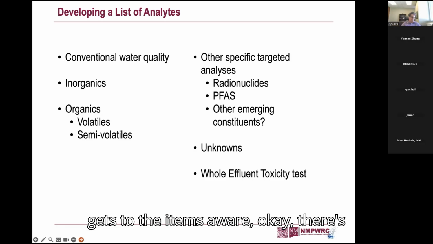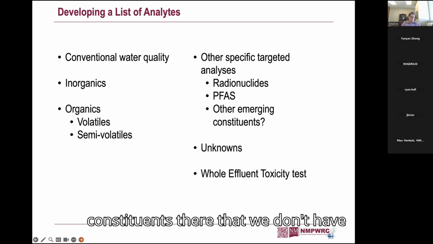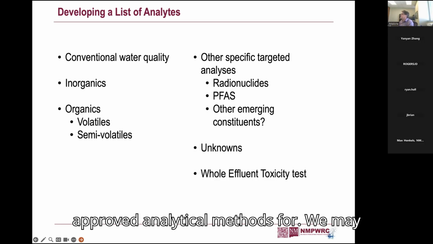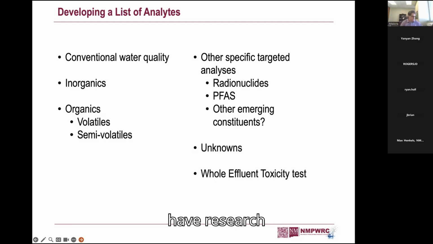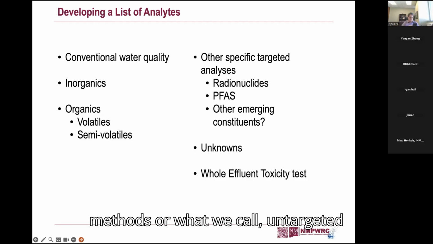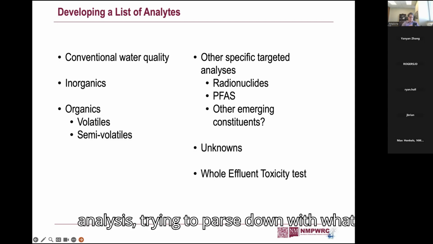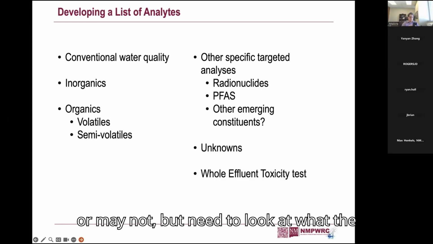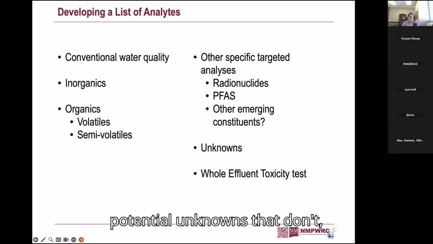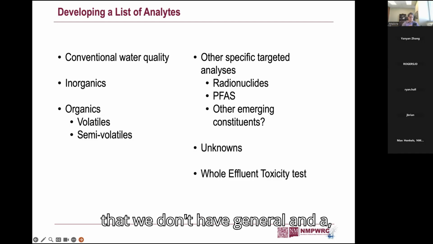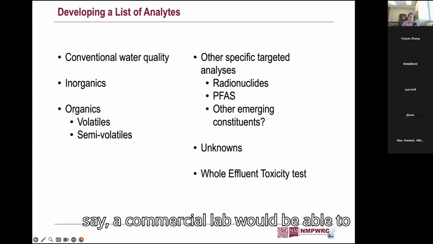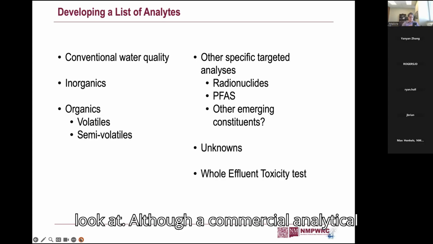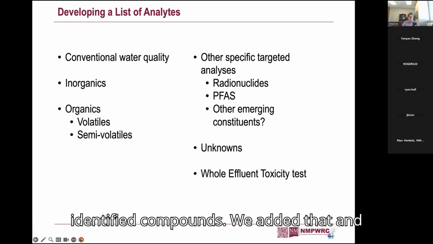Now, this gets to items where there are constituents that we don't have approved analytical methods for. We may have research methods, or what we call untargeted analysis, trying to parse down what we think could be there, and of that, then look at what the toxicity may or may not be. But we need to look at the potential unknowns that a commercial lab would be able to look at. Although a commercial analytical lab can look at what's called tentatively identified compounds.